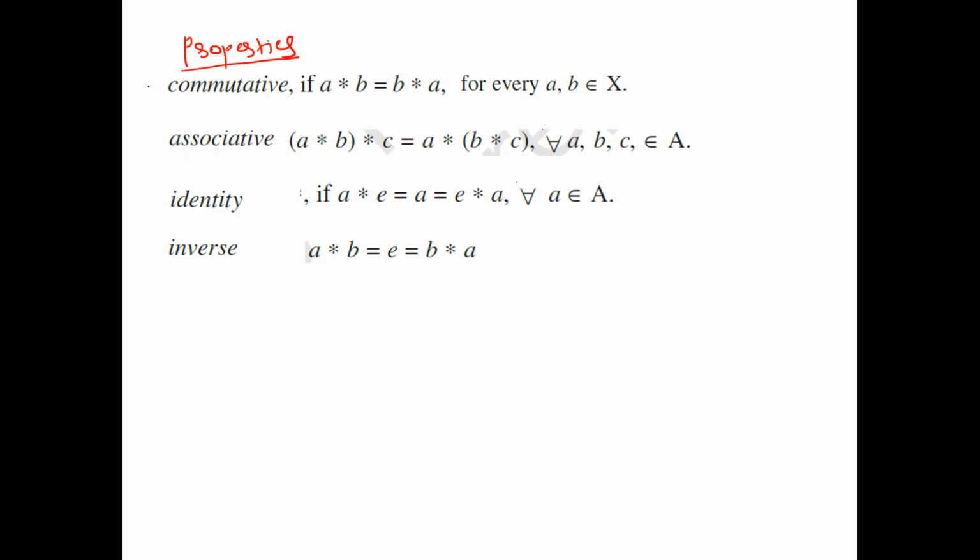First property, commutative property. What is commutative? A star B equal to B star A. What it means? Commutative property means A star B equal to B star A. For example, A star B defined as A plus B. Then what about this one? B plus A.